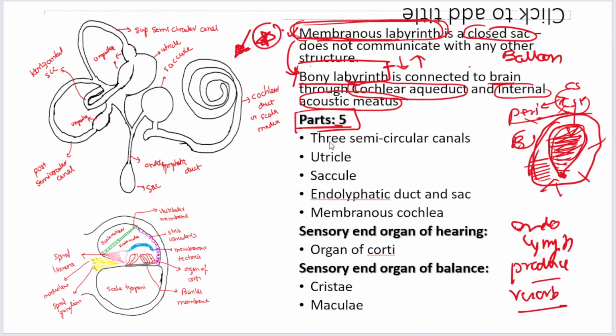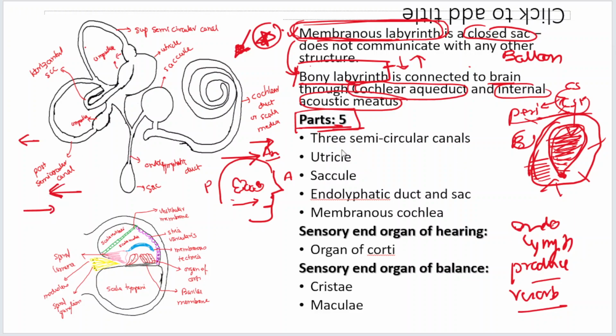Before I come to explaining the parts, let me just give you one orientation. Suppose this is the nose of a person. Suppose this is the skull of the person. So this becomes the anterior, right? And this becomes the posterior. This entire structure, if we look at it, the 3 semicircular canals, the utricle, the saccule, and the cochlea are present in a posterior to anterior direction. That means these 3 semicircular canals are present posteriorly towards the occiput, and the membranous cochlea is present anteriorly towards the nose. So this is anteriorly placed, this is posteriorly placed. So we will be describing all the structures from posterior to anterior.